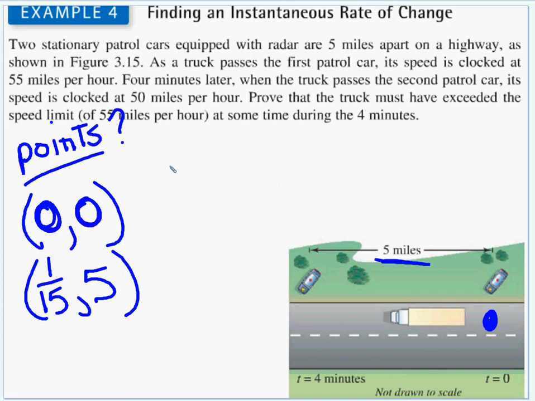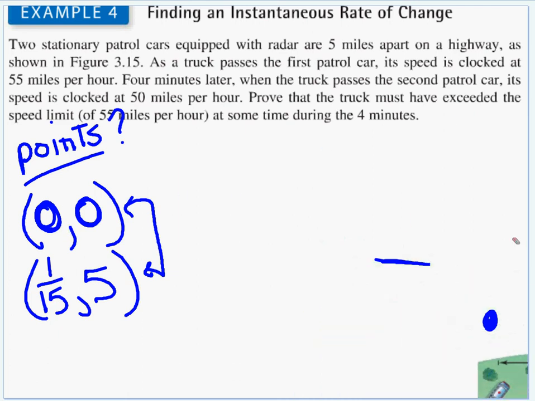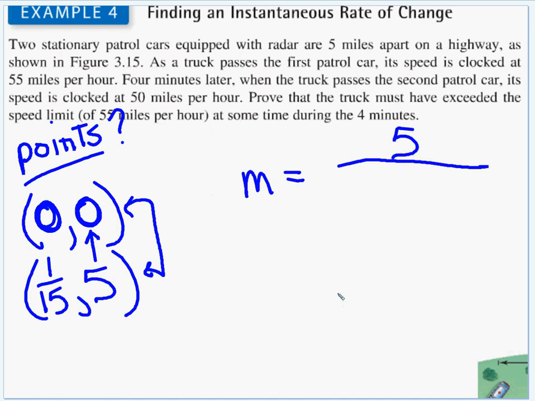Let's find the slope between these points. And I'm just going to subtract this way. 5 minus 0 upstairs is 5. 1/15th minus 0 is 1/15th. And now remember, up here, this 5 would be over 1. Let's bring up, flip, and multiply. So that's 5 over 1 times 15 over 1. So if we multiply straight across, we get 75. 75 miles per hour.